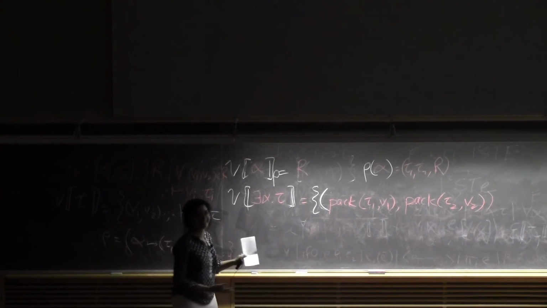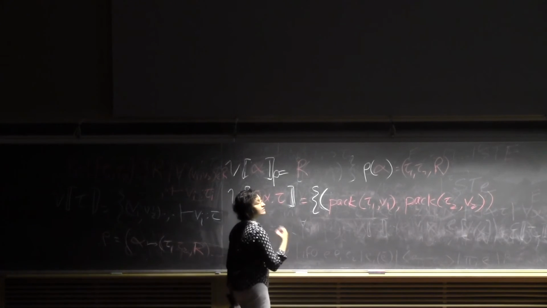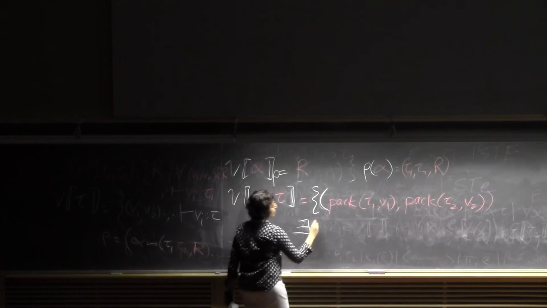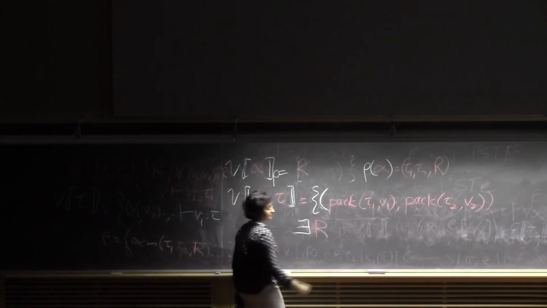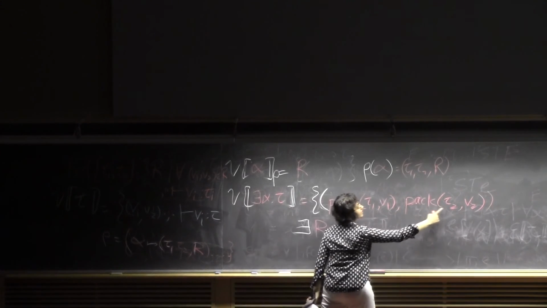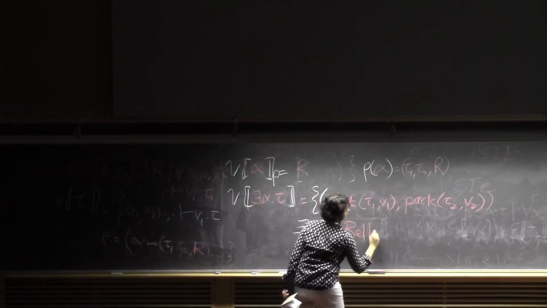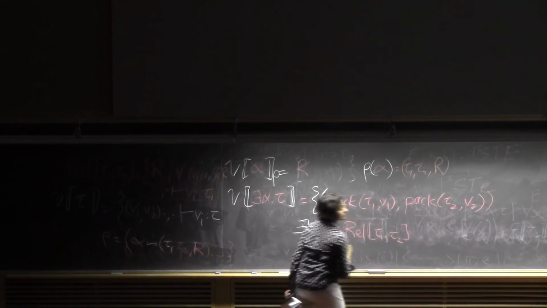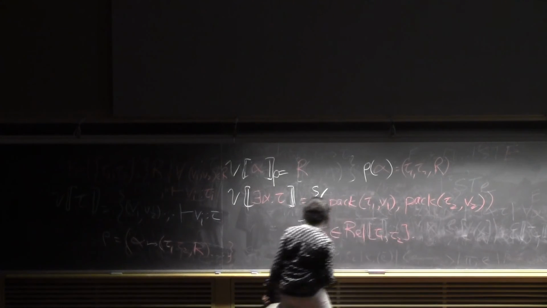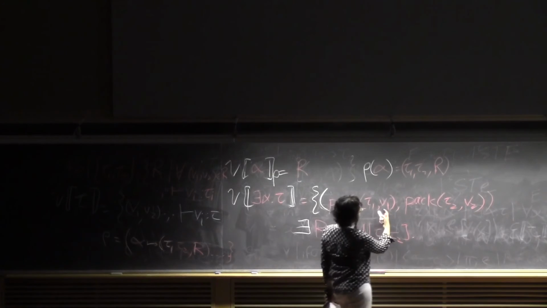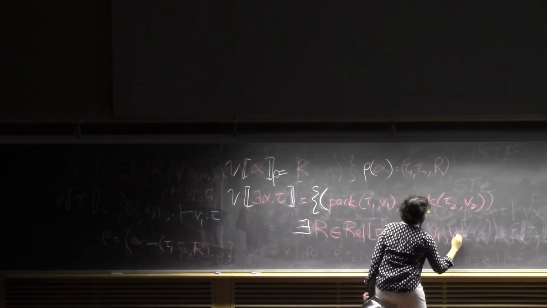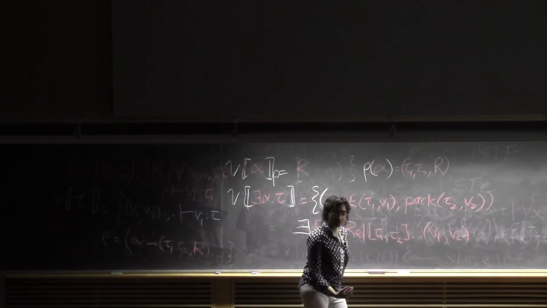Because it's an exists. Right? So these two packs are related if there exists a relation R that belongs to rel of these two witness types, tau 1 and tau 2. There exists a relation R such that using that relation, these two values that are sitting inside the packs, so V1 and V2, are related.